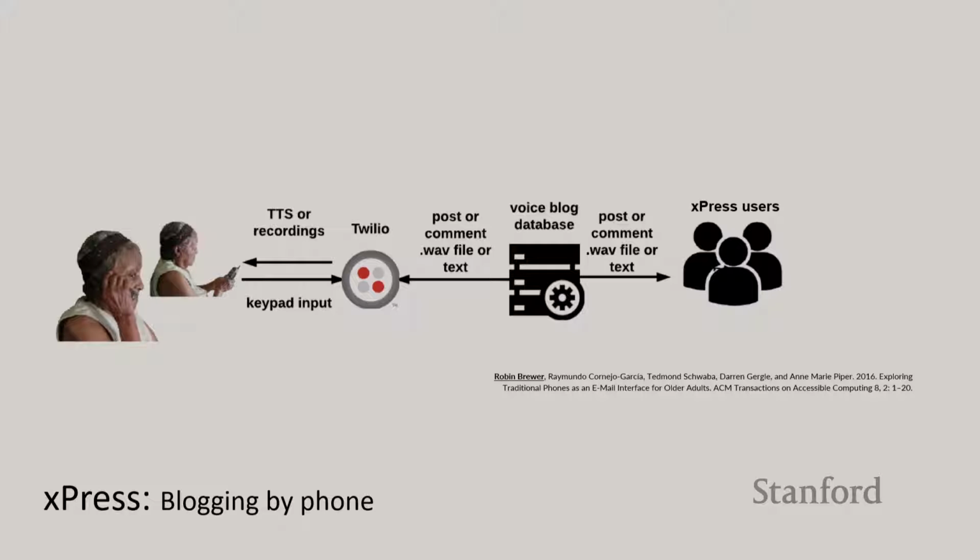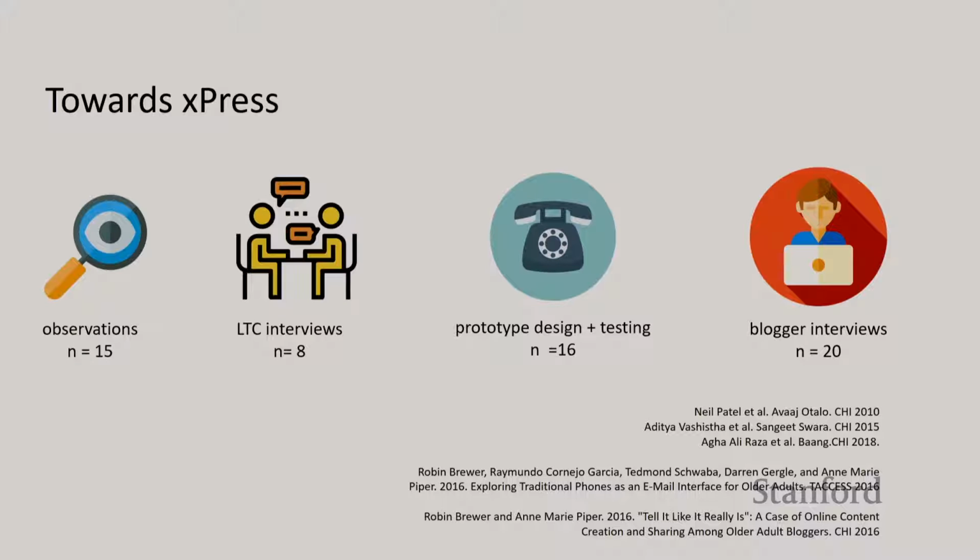So we built this Express system mimicking that in a sense, but it's more of a blogging community that's accessible to anyone that has a phone that can dial a number. So this doesn't have to be a smartphone. It could be a landline phone. It could be a non-smartphone. And so I just want to briefly give a bit more detail about this system.